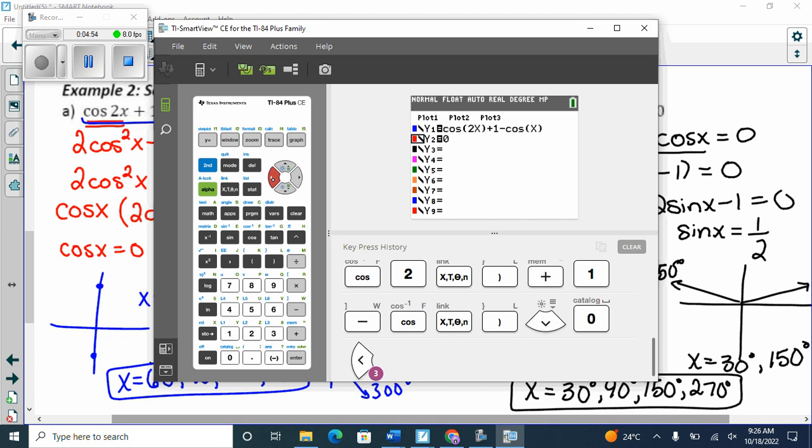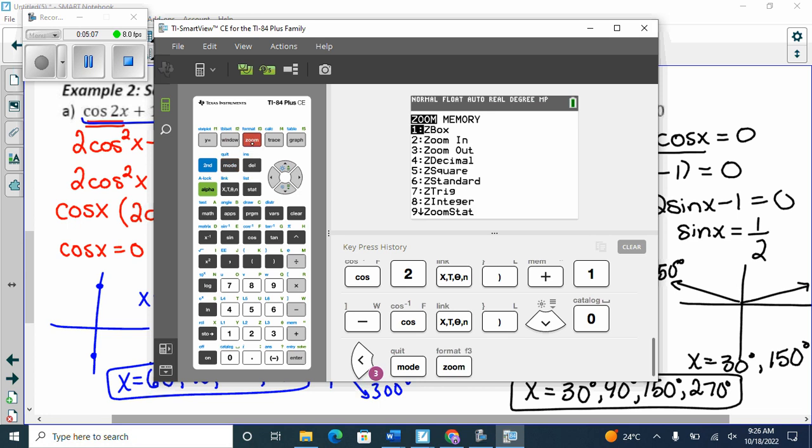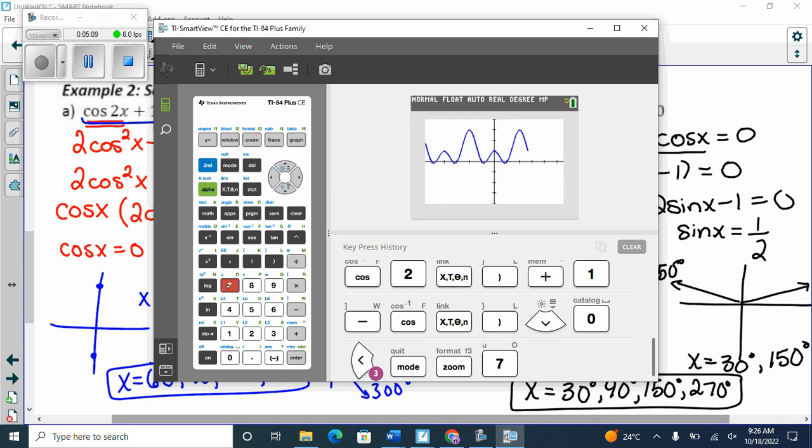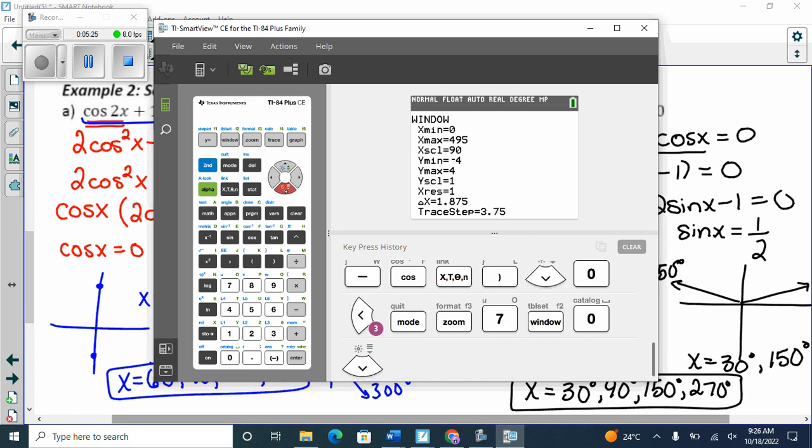Then press, what mode do we want to be in? Degrees, because our restricted domain is in degrees, correct? So I'm going to go to my mode and make sure I'm in degrees. And then I'm going to go zoom, trig, just to get something to draw. Okay? The catch is, what's my restricted domain? 0 to 360, we agree? So I'm going to go to my window and make it be from 0 to 360.